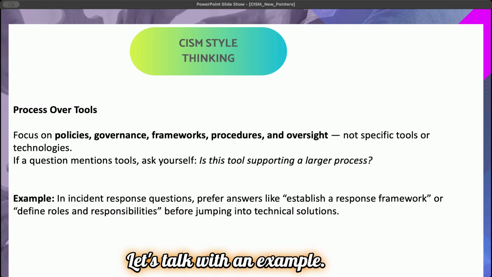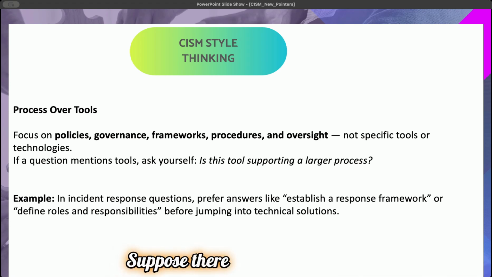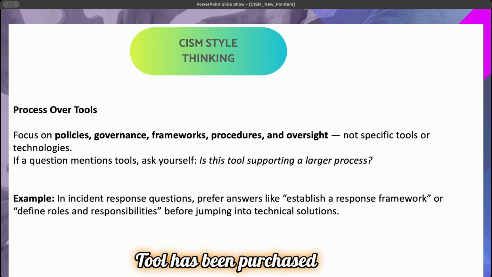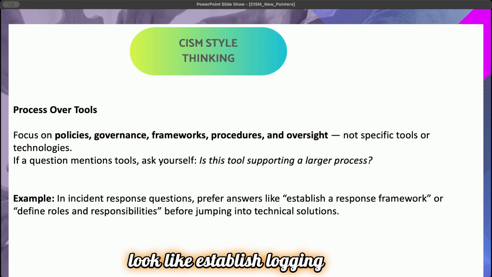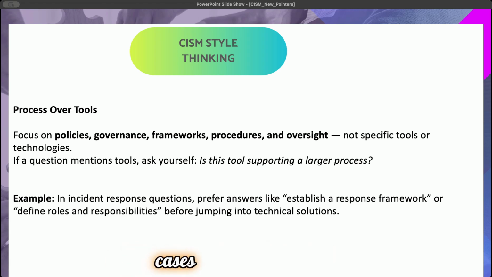Let's talk with an example. Suppose a question asks: a new SIEM tool has been purchased to improve threat detection. What should the CISM do next? An incorrect answer would look like deploy the SIEM immediately. A correct and better answer would look like establish logging policies and define use cases and response workflows to support the SIEM implementation. So the tool is going to support the process, not the other way around.